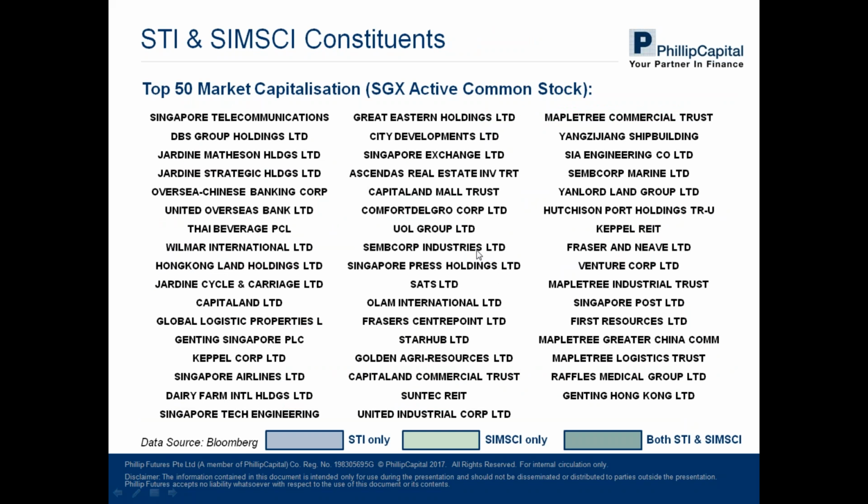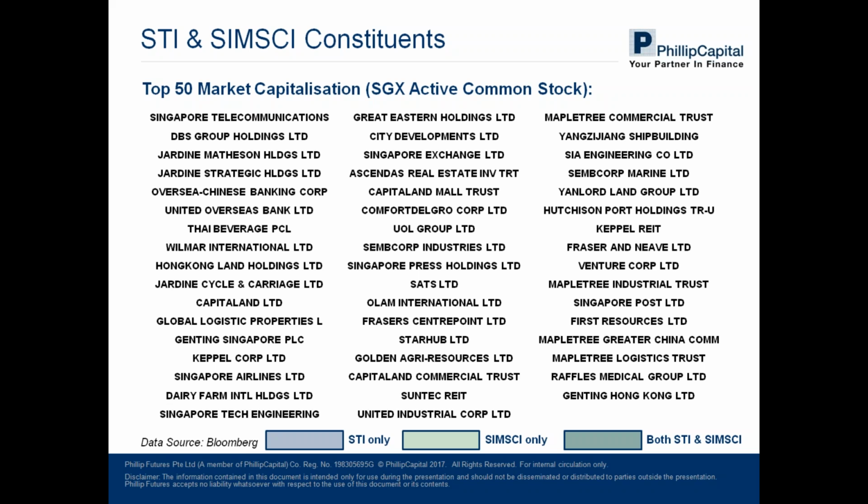So, back to this top 50 market capitalization on the SGX. On this table here, it is the same list as the one you saw earlier, but I'd just like to orientate you to the color coding. At the bottom, there's a legend. Any cell shaded in light blue shows a constituent of the Straits Times Index. Any cell shaded with light green shows a constituent of the SIMSCI index. And the mix between blue and green shows an overlapping constituent.